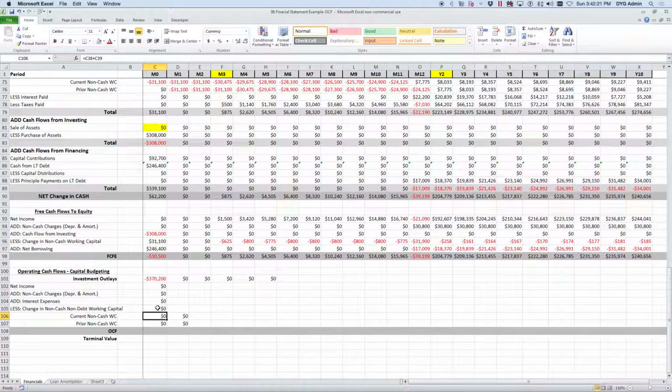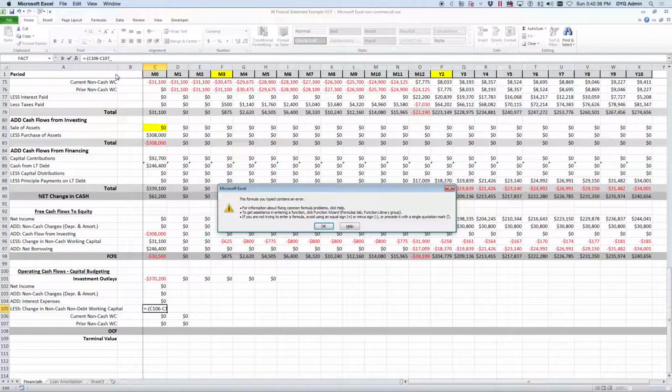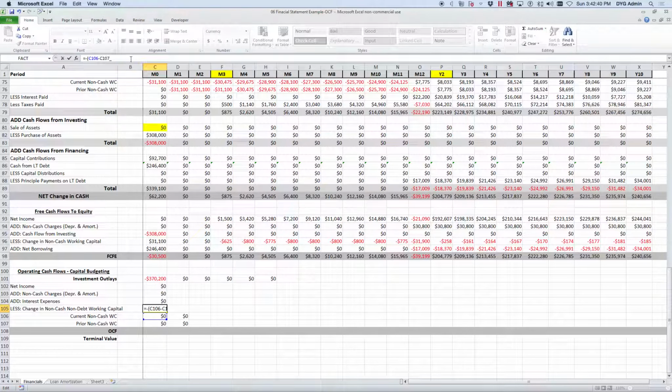So we'll do that. And then importantly, just like last time, because this is a less, I'm going to go ahead and put a minus sign in front of it. There we go. Not quite sure what happened there. I thought I had it, but oh well.